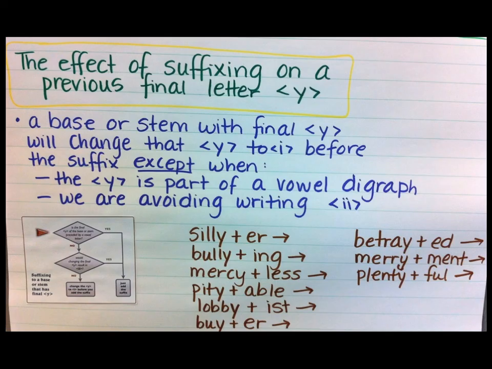The effect of suffixing on a previous final letter Y. A base or stem with a final Y will change that Y to I before the suffix, except when the Y is part of a vowel digraph or when we're avoiding writing two I's. There's some practice here that you can use, and again, a mini flowchart. All of this work and practicing will help kids integrate and ask themselves questions before they just decide to do something when they're spelling.